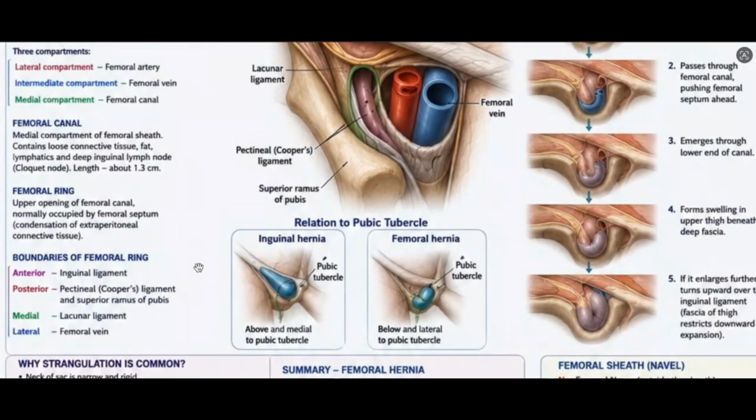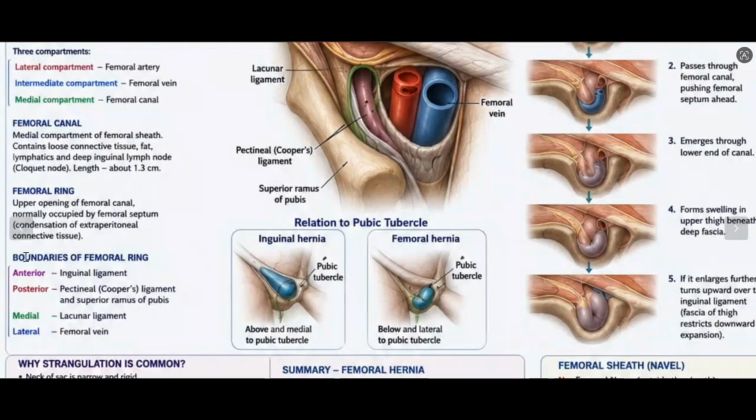Next is the posterior boundary. The posterior boundary is formed by the pectineal or Cooper's ligament and the superior ramus of the pubis. Then the medial boundary is formed by the lacunar ligament. And the lateral boundary of the femoral ring is formed by the femoral vein. Here, laterally, we have the femoral vein.